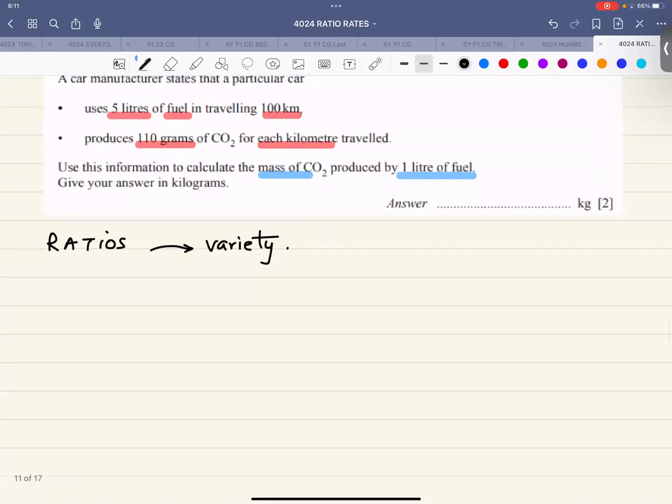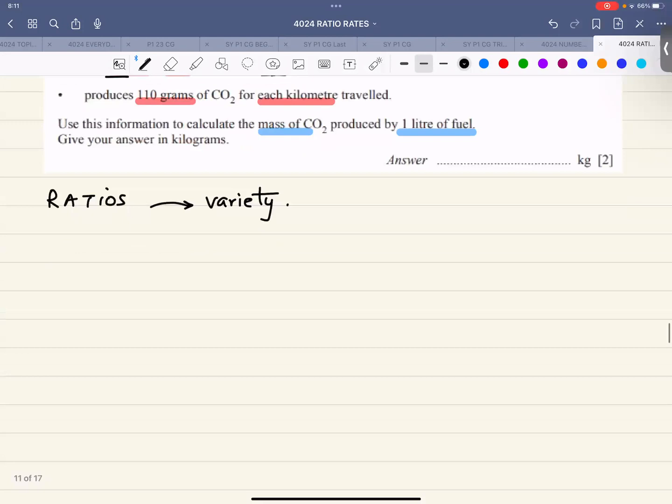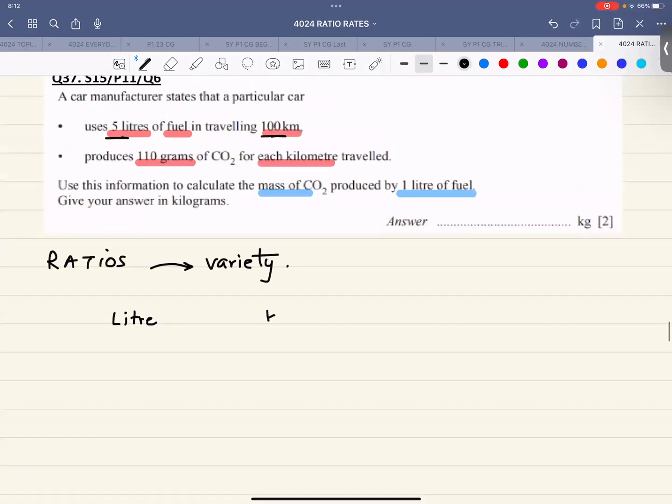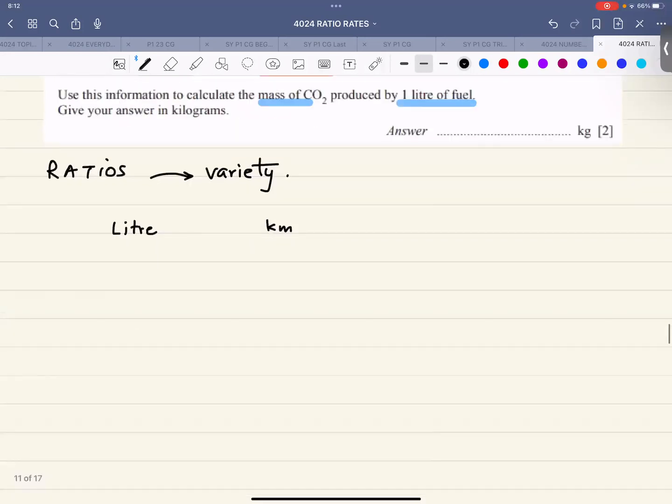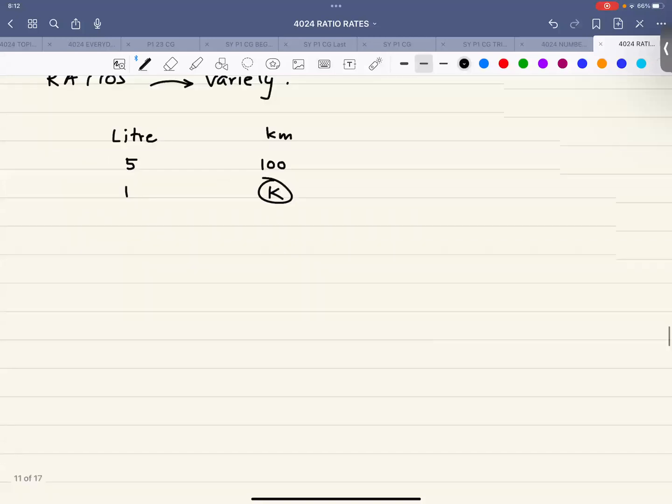Now, what should we do? First of all, 100 kilometers, that's on 5 liters of fuel. And we are talking about 1 liter of fuel. So the first ratio is liter and kilometer. So 100 kilometers is on 5 liters of fuel. Therefore, on 1 liter, let me say I'll be traveling K kilometers.